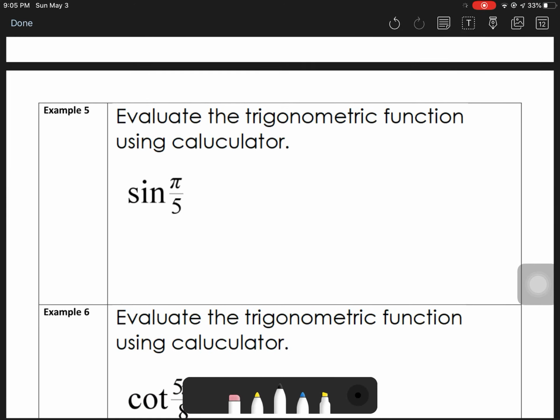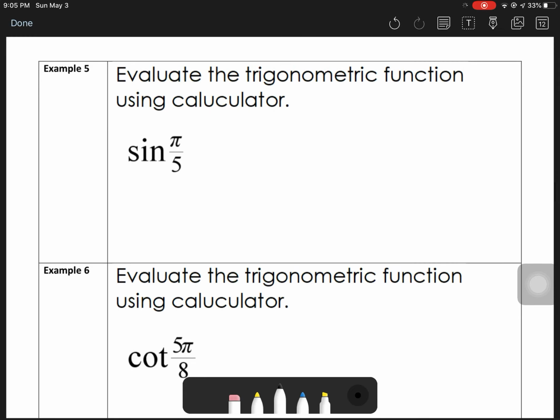This one, evaluate the trigonometric function using a calculator. I made these notes. You can blame me. Sine pi over 5. Evaluate the trig function for this one. So the reason, you'll see after we convert this, why we have to use a calculator.